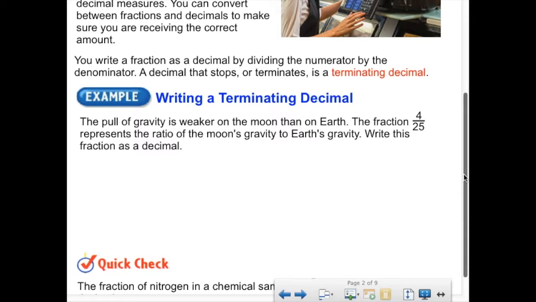Can somebody share with the class what's my first step? Do you guys remember from before? Somebody I haven't heard from yet. Zainab, what's the first thing I need to convert this to a decimal?